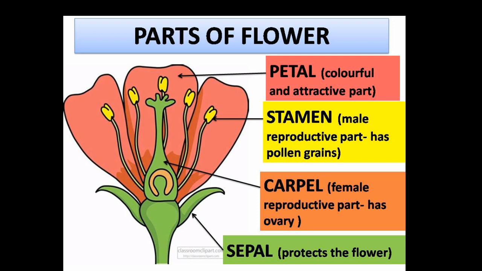Sepal. Sepal protects the flower. Stamen. Stamen is the male reproductive part of a flower and has pollen grains. Carpel. Carpel is a female reproductive part that has ovary.